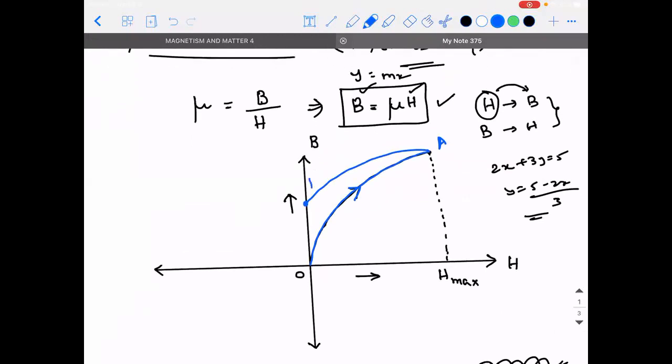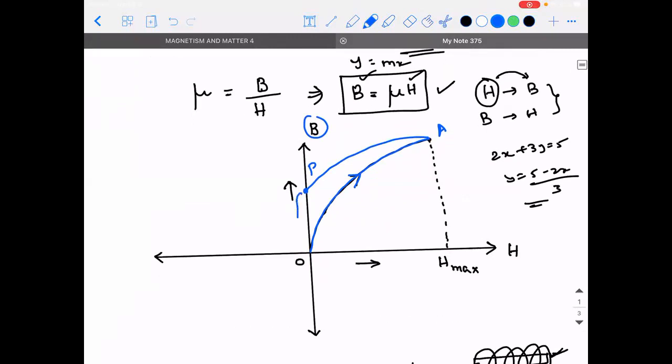And let me call this point as P, because I've used B here, I don't want to use that again. Then, what does this part of the graph tell us? If I take the coordinates of this point, it will be how much?